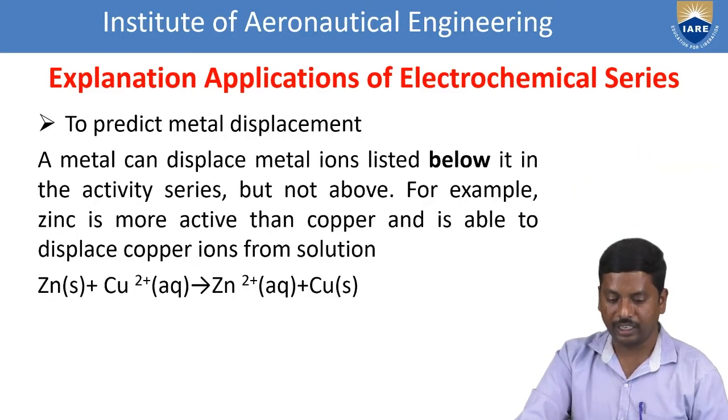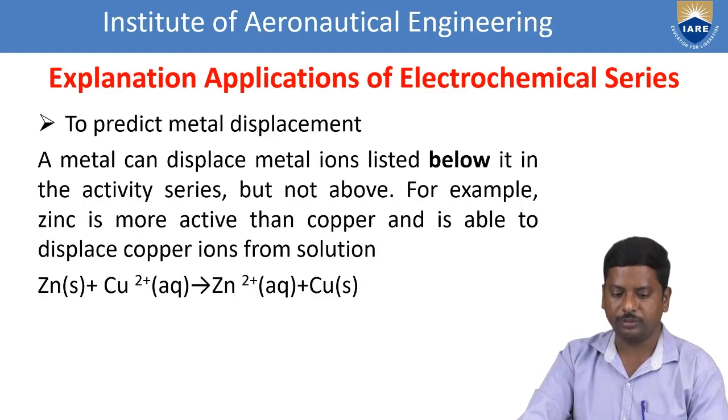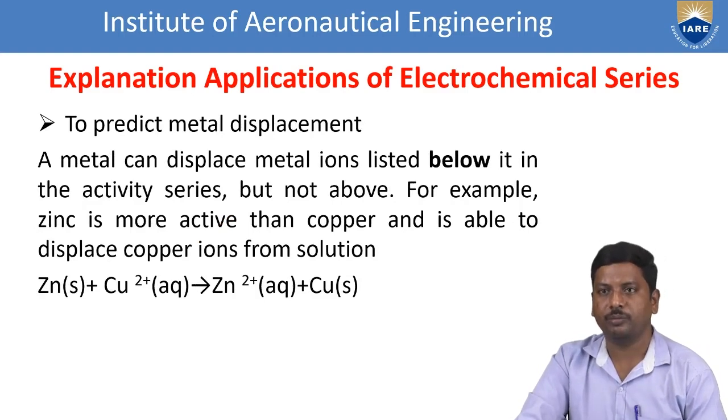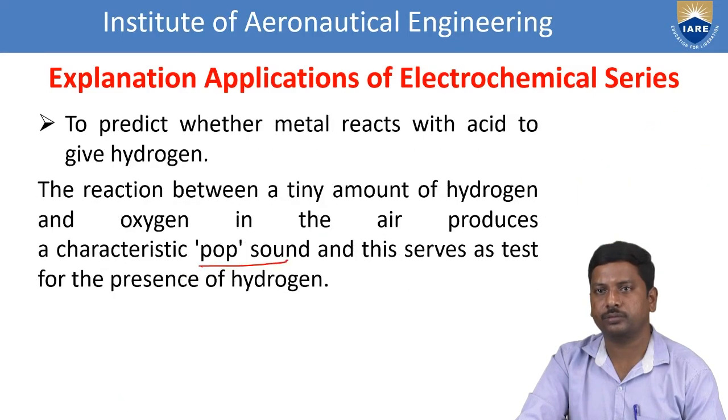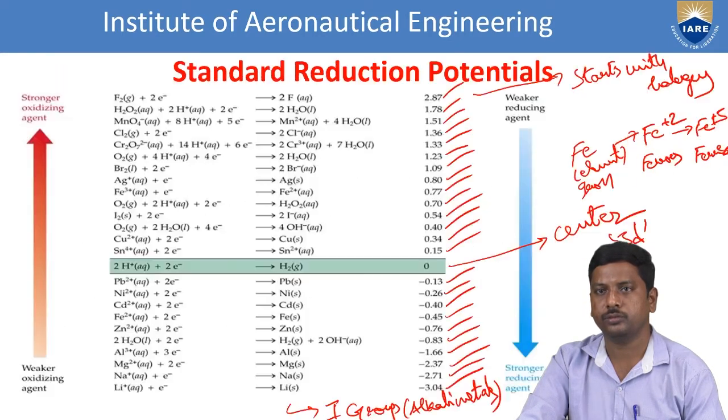Next, to predict metal displacement. A metal can displace metal ions just below it in the activity series, but not those above. That means the elements at the bottom of the activity series. For example, zinc is more active than copper and is able to replace copper ions from the solution. So once again we observe the series of the elements.